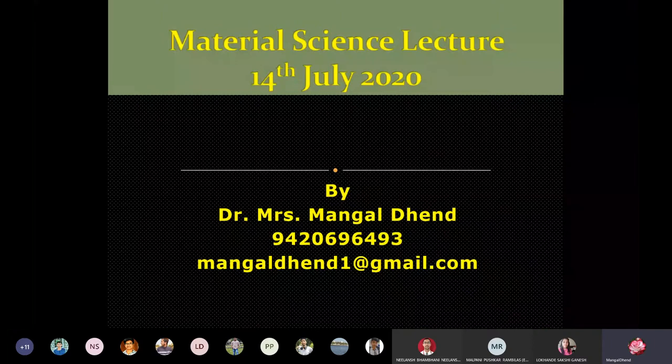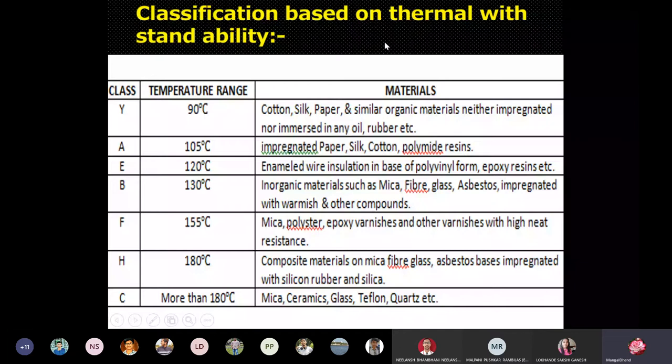Yesterday we have seen classification based on the thermal withstand ability of the material, and I told you to think logically how you can remember those classes. Why A? Because they are not sequentially A, B, C, D. So how to remember all these classes with their names, Y, A, E, B, and how to remember the temperature. I told you how to retain descriptive information. There have to be some different ways so that you can retain them very fast.